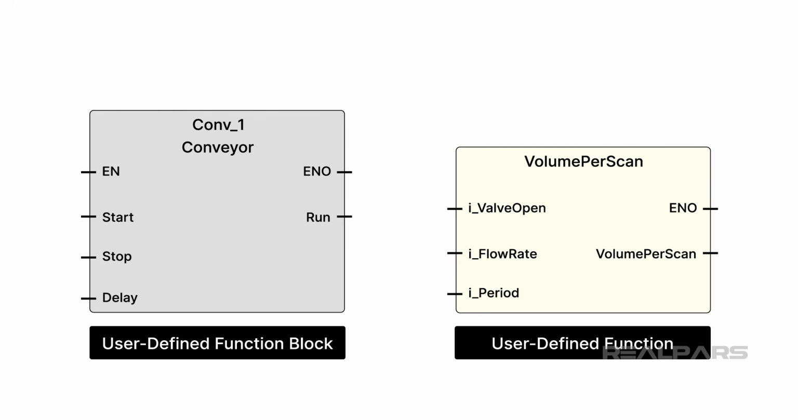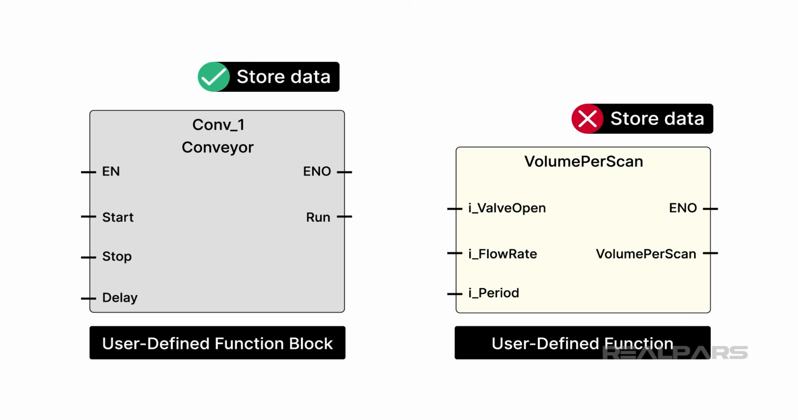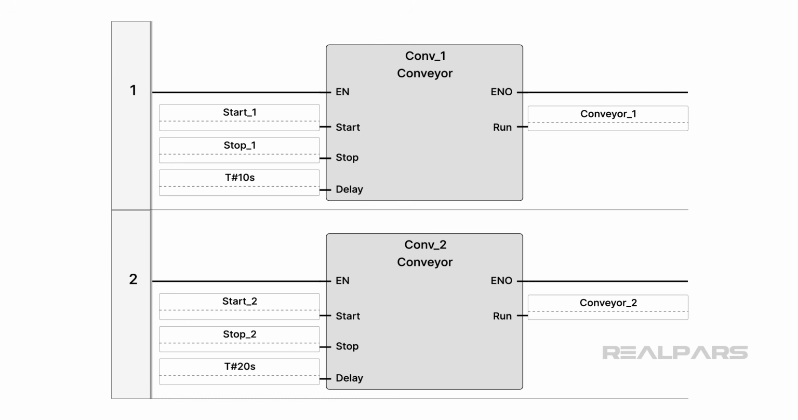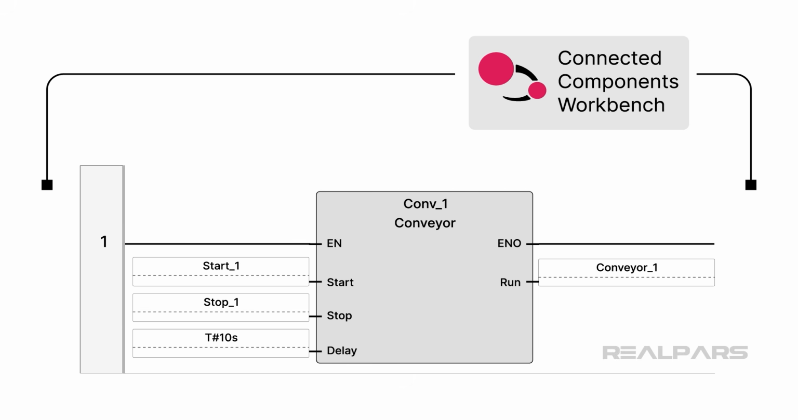The key difference between a user-defined function block and a user-defined function is that a user-defined function block has memory that can store data between calls, and a user-defined function does not. By using user-defined function blocks, you can reuse logic by instantiating the same block multiple times. When the definition is updated, all of the instances are also automatically updated. This might sound a bit confusing, so let's look at a practical example of how you might use a user-defined function block in Connected Components Workbench to control a conveyor with a startup delay.